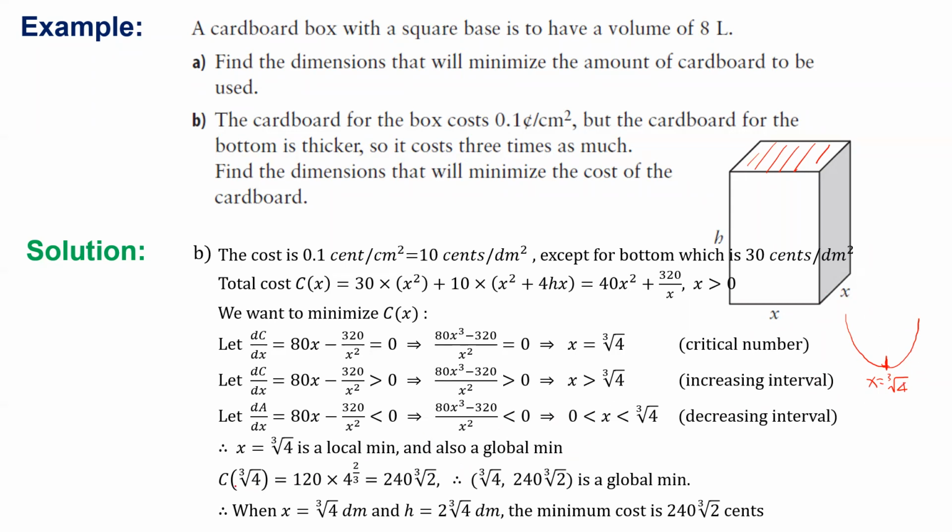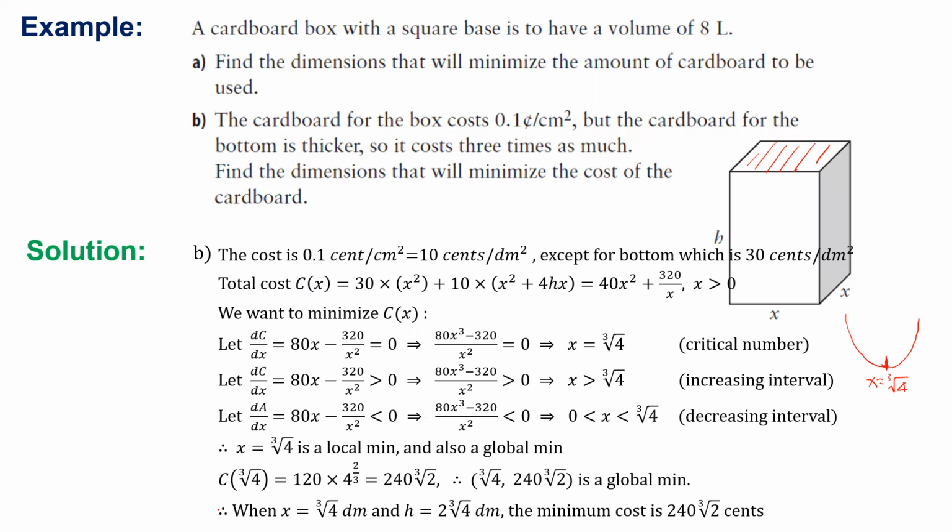Then we can find its global minimum by inserting x equals the cubic root of 4 into C(x). So C of the cubic root of 4 equals 120 times 4 to the power of 2 over 3, which gives us 240 times the cubic root of 2. Therefore, 240 times the cubic root of 2 is the global minimum. We have found the global minimum for our C(x).